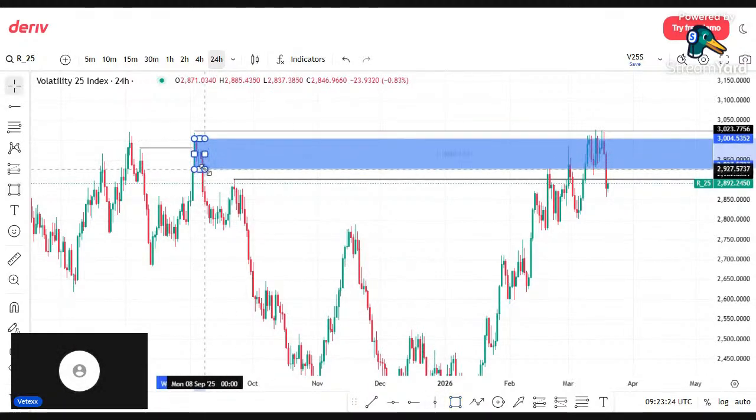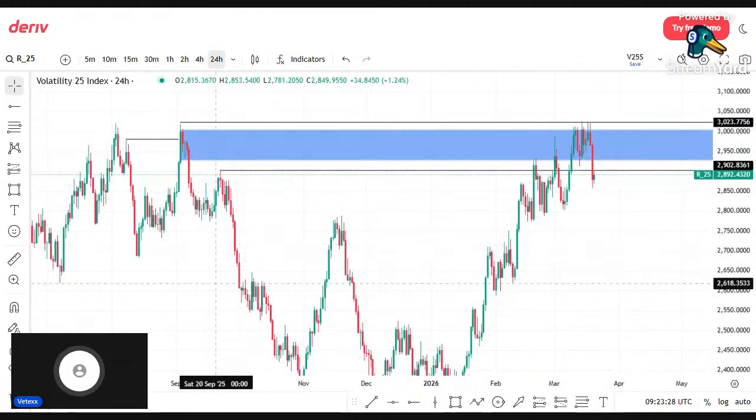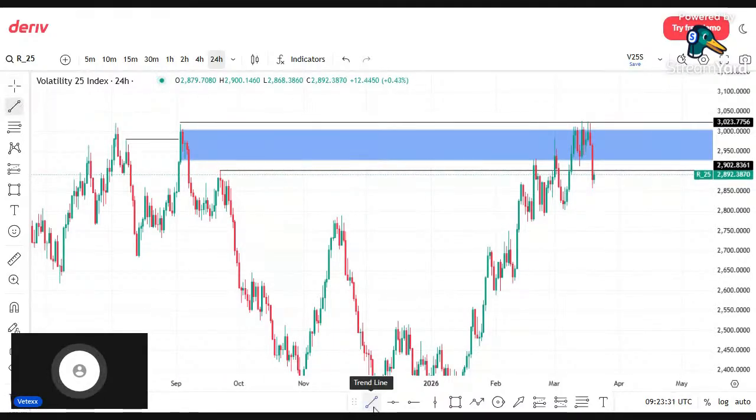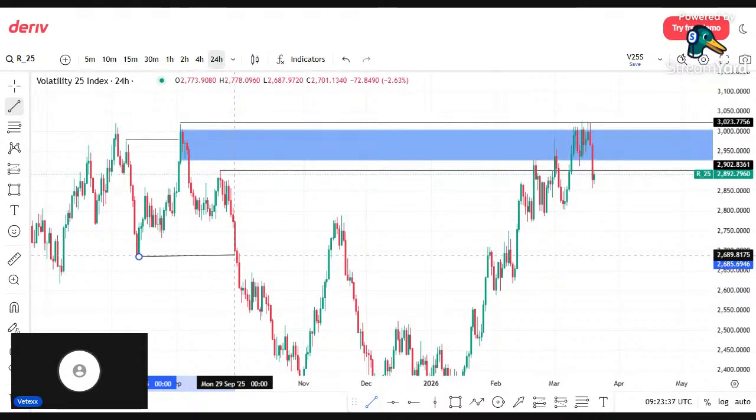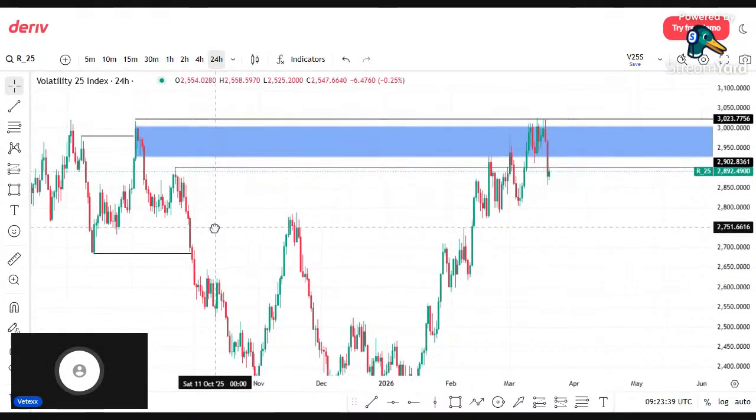V25, but this is the type 2 setup. Why is it a type 2 setup? Because there is only one break of structure. Alright, so this is the type 2 setup.